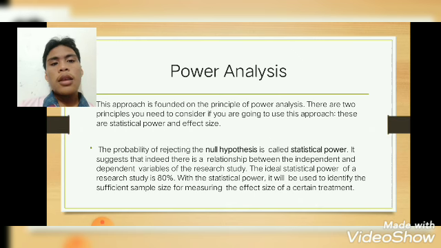The probability of rejecting the null hypothesis is called statistical power. It suggests that indeed there is a relationship between the independent and dependent variables of the research study. The ideal statistical power of a research study is 80%. With that statistical power, it will be used to identify the sufficient sample size for measuring the effect size of a certain treatment.